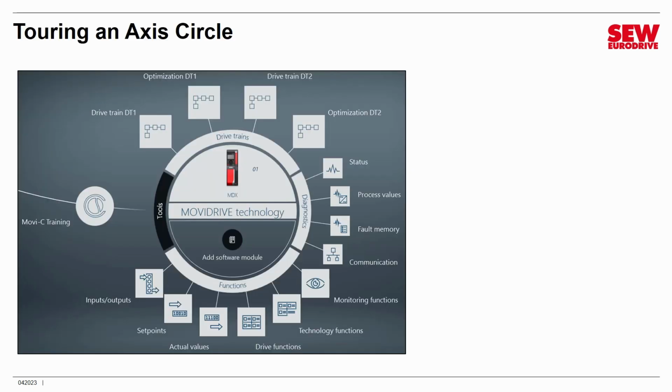Let's just take a quick tour of a MOVI-Drive Technologies access circle, just to give you an idea what all the bits and pieces do. All right, these top links here are shortcuts to drivetrains. Now you notice we have two of them. There's drivetrain DT1 and optimization DT1, and then drivetrain DT2 and optimization DT2.